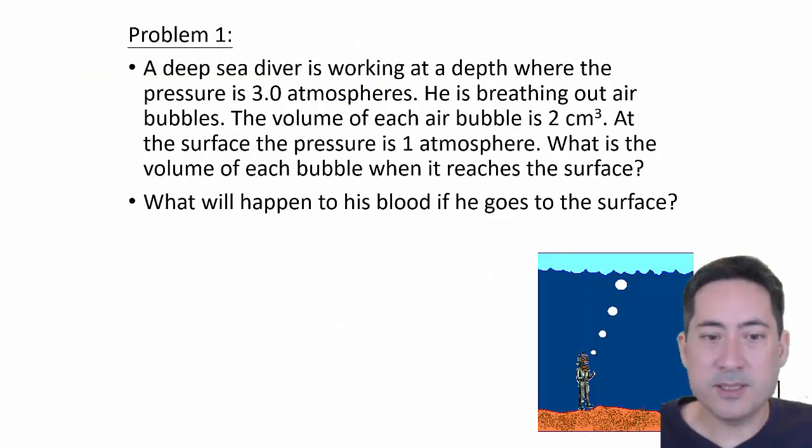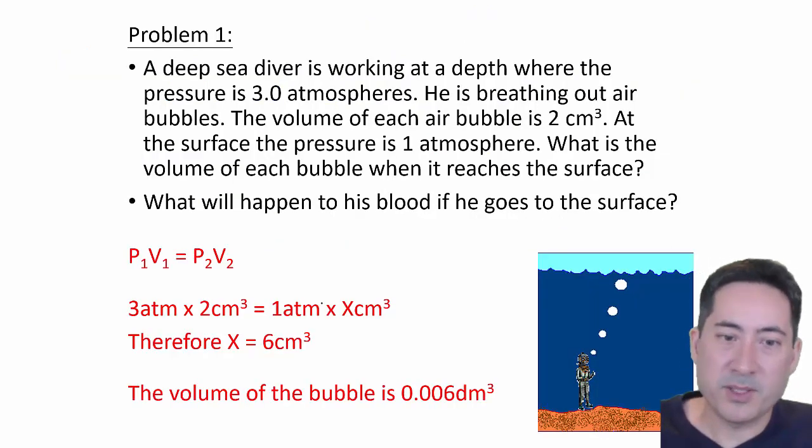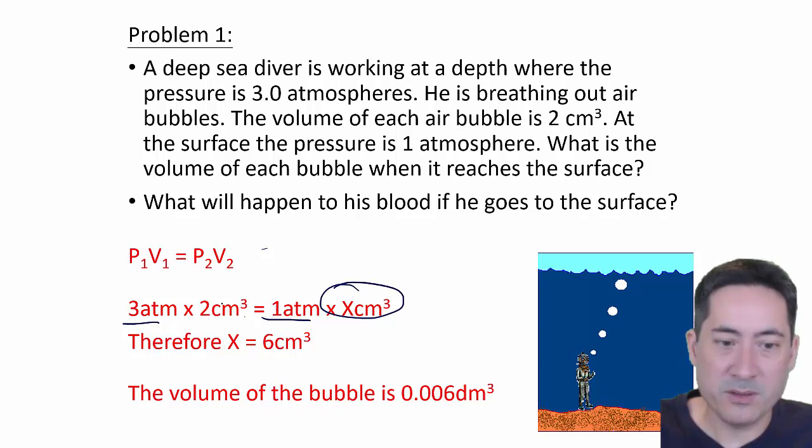So just a few quick examples here. This is a pressure volume question if you read it. So there's 3 atmospheres goes to 1 atmosphere. What's the volume change going to be? So you sub those in, and then you'll simply get 6 centimeters cubed.